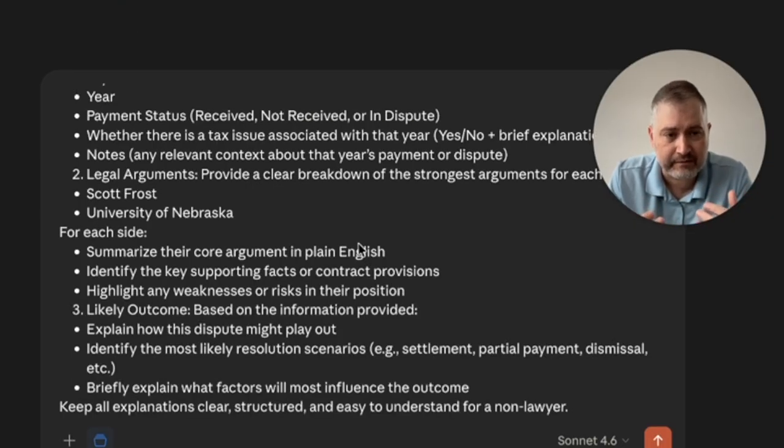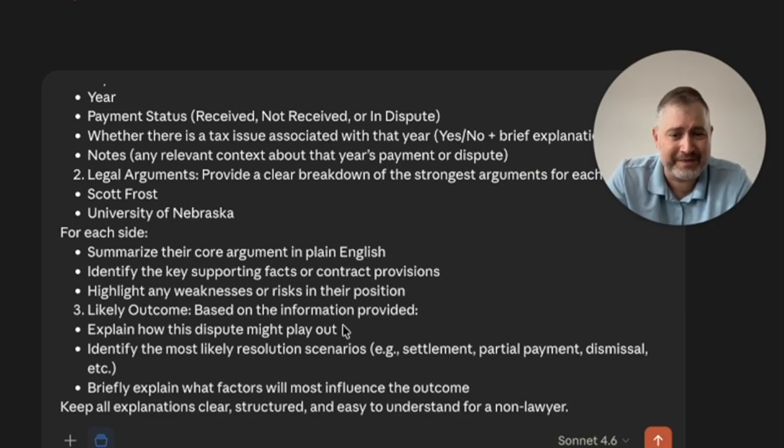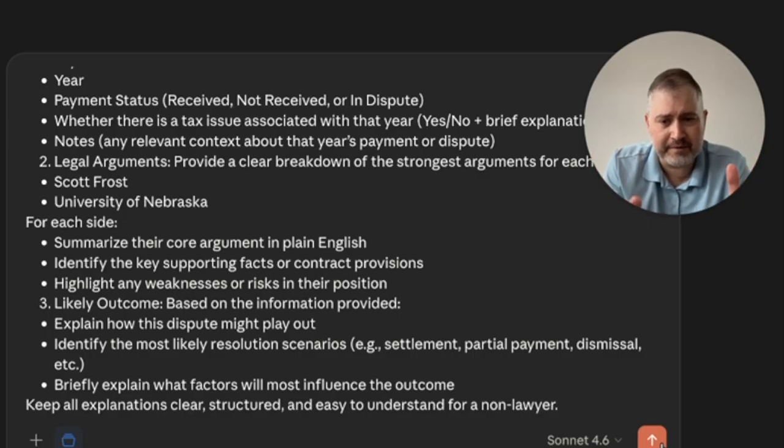So from this complaint and the information that I fed Claude, I want to understand the legal arguments, the clear breakdown of the strongest arguments for Scott Frost, the strongest arguments for University of Nebraska. So for each side, summarize their core argument in plain English. Identify the key supporting facts and contract provisions. Highlight any weaknesses or risks in their position. Finally, I want to know what the likely outcome is. Give me a couple scenarios, how this might play out. And then my favorite prompt: keep all explanations clear, structured, and easy to understand for a non-lawyer.